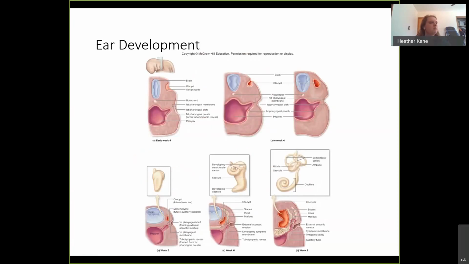And then the ear development happens much earlier on. So this is going to start in about week 4. So remember week 4, that's going to be the first time that an individual is going to be able to pick up a positive pregnancy test. And then moving on those next couple weeks, this is all during the embryonic phase.